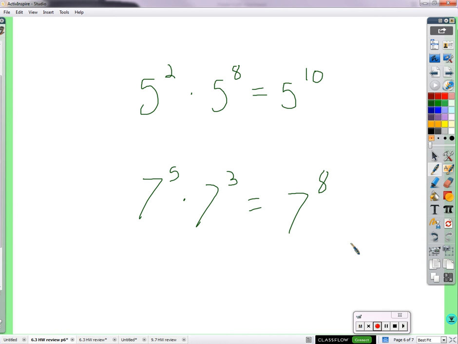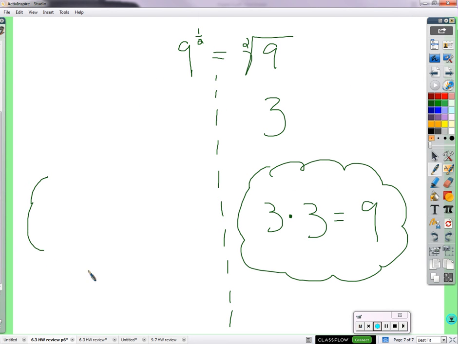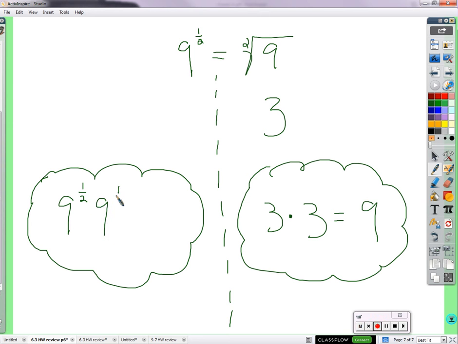The thing we're gonna say is, let's assume that that property, adding exponents like that, works all the time. Okay, we've used it with negative exponents, and we're gonna use it with fraction exponents. So, kind of working my way backwards, 9 to the 1/2 times 9 to the 1/2. If I add those exponents together, what should I get? 9 to the what? First.